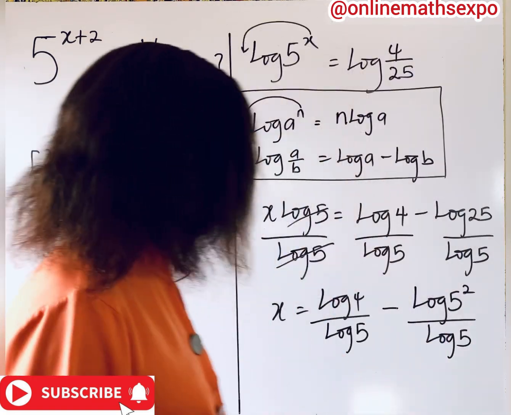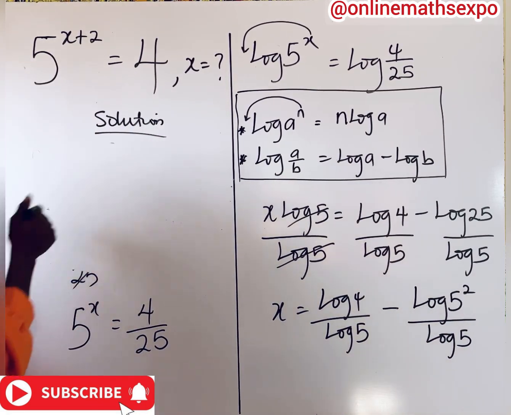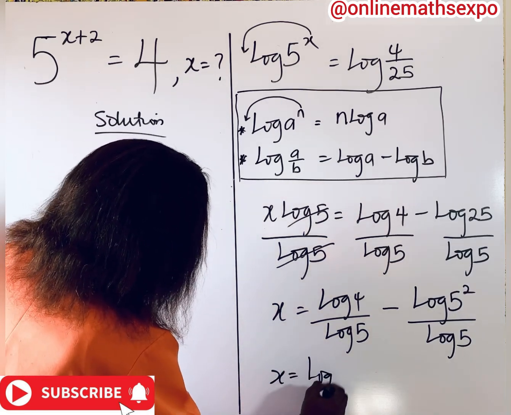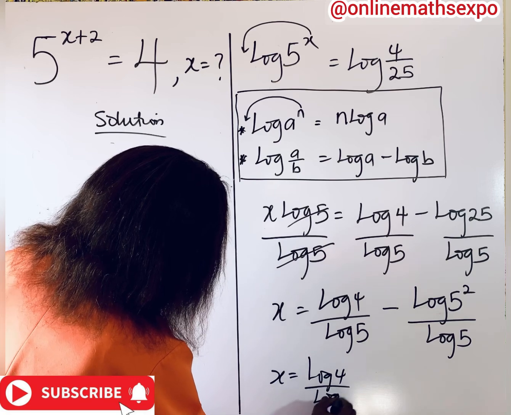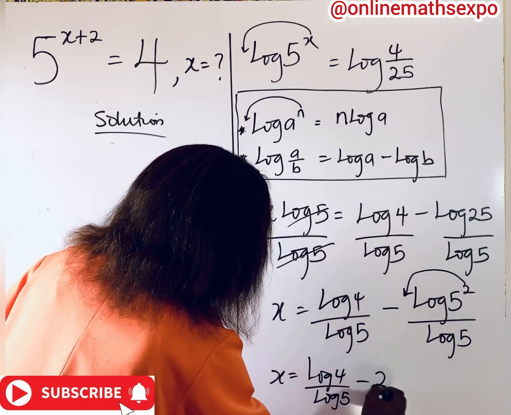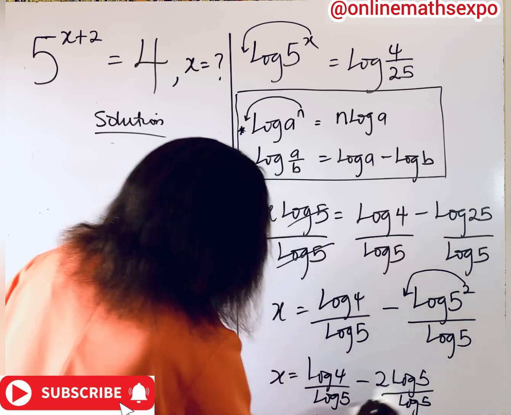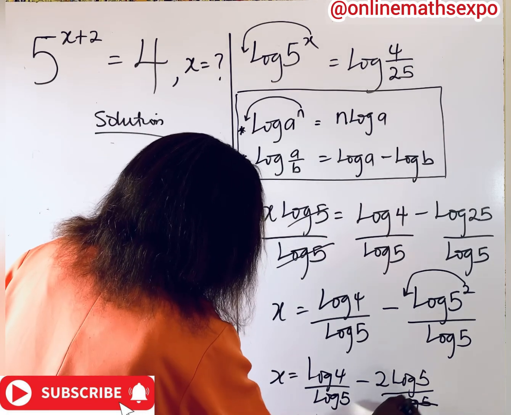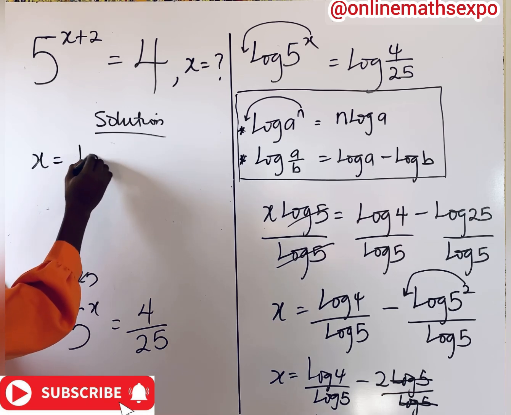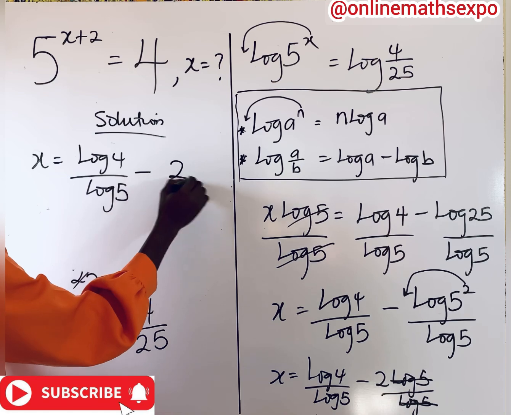So to do that, this is going to give us x. Okay, we can write it here. X will now be log of 4 over log 5 minus, use this to multiply, we have 2 log 5 over log 5. So in that case, you see this log 5 will cancel log 5. So we're going to have x is equal to log 4 over log 5 minus 2.